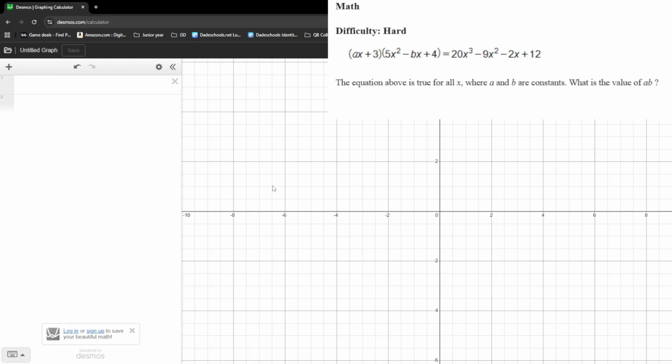Alright, so the first thing you're going to want to realize for this problem is that it says the equation above is true for all x, which is something very important, and I'll show you why later. And a and b are constants, and we need to find what a and b are. Now they're giving you an equation and setting it equal to another equation. This is identical to what equivalent expressions means. We have an expression and we're setting it equal to another expression, and they should be equal for all the x that they tell us, which is all x here.